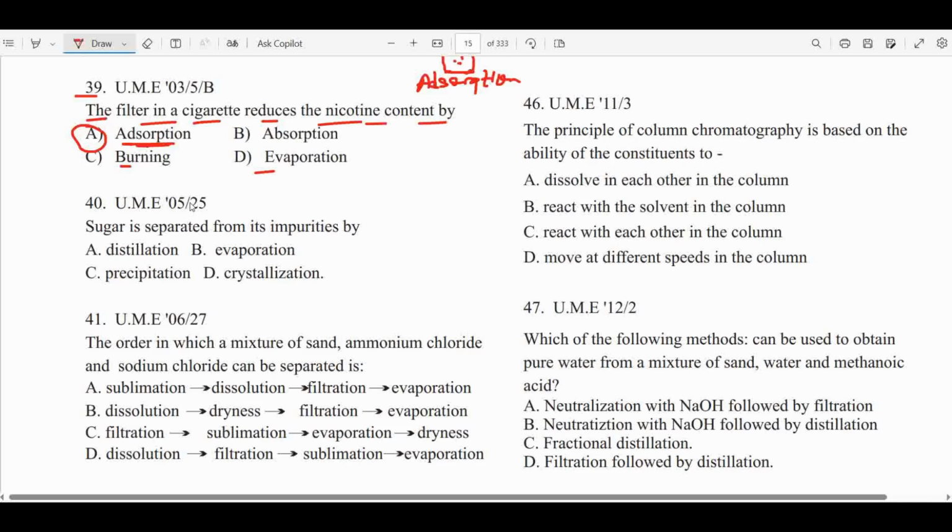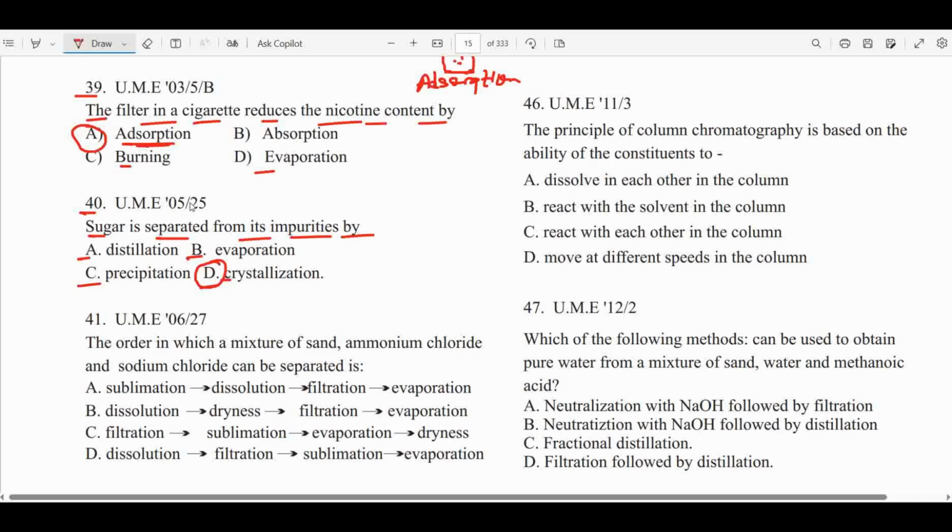And question number 40. Sugar is separated from its impurity by distillation, evaporation, precipitation, or crystallization. How do you separate the impurity of sugar? Of course, the impurities will have different values of solubility, and that will be crystallization.